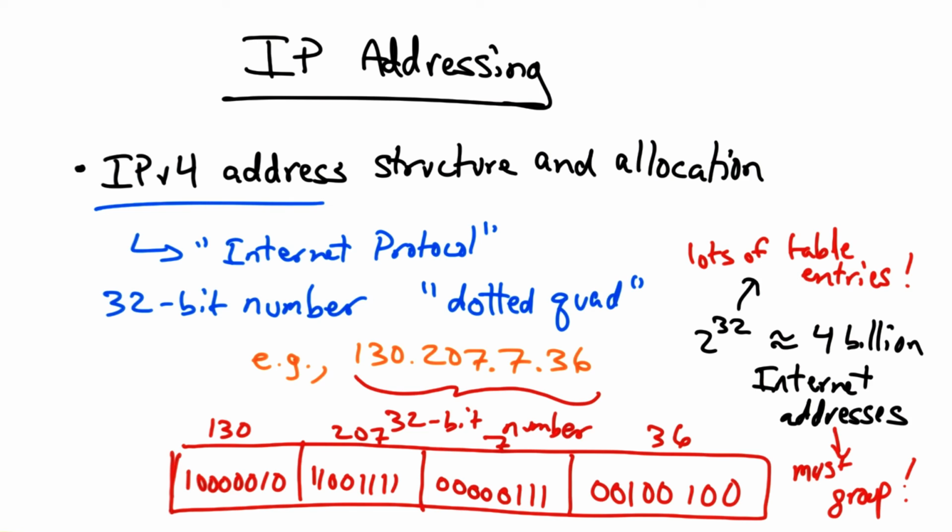There are different ways to group IP addresses, and we'll look at the prevailing method in the next part of the lesson. But first, let's look at how this was done before 1994.